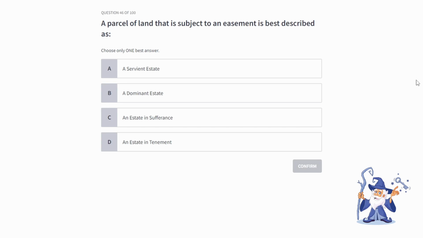46. A parcel of land that is subject to an easement is best described as, and it gives us four options: A, a servient estate; B, a dominant estate; C, an estate in sufferance; or D, an estate in tenement. So take a moment to read it over and come up with your answer.